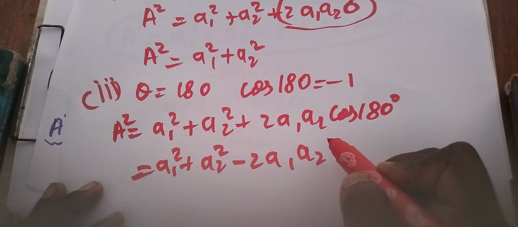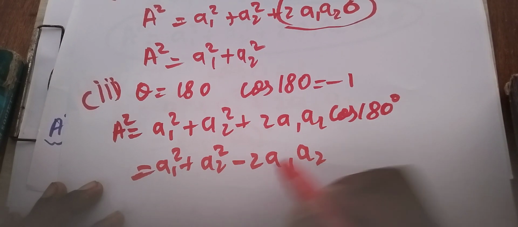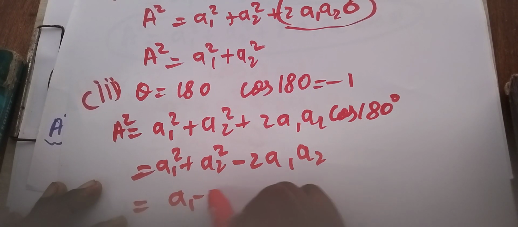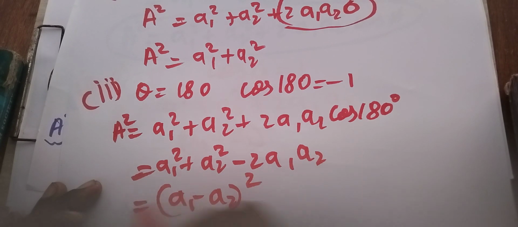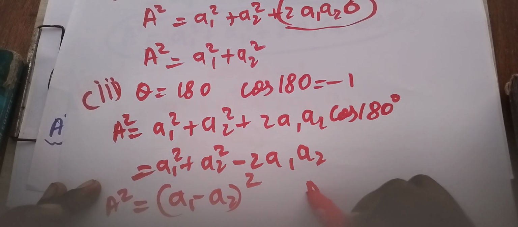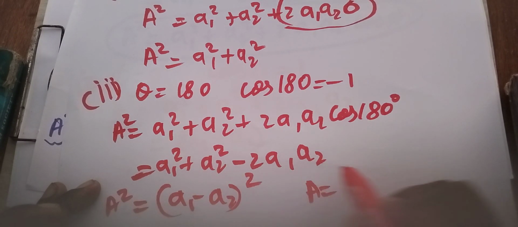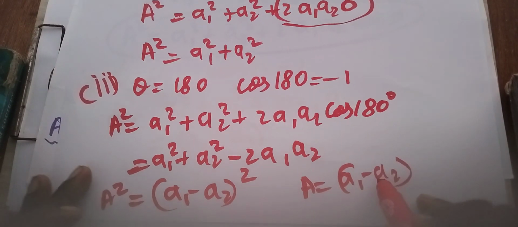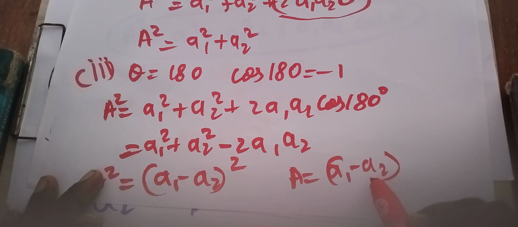This is the (A minus B) whole square formula: A square plus B square minus 2AB. So (A1 minus A2) whole square is equal to A square. That means you have to square this. So A1 minus A2. In case both the amplitudes are equal, I will get the resultant as 0.